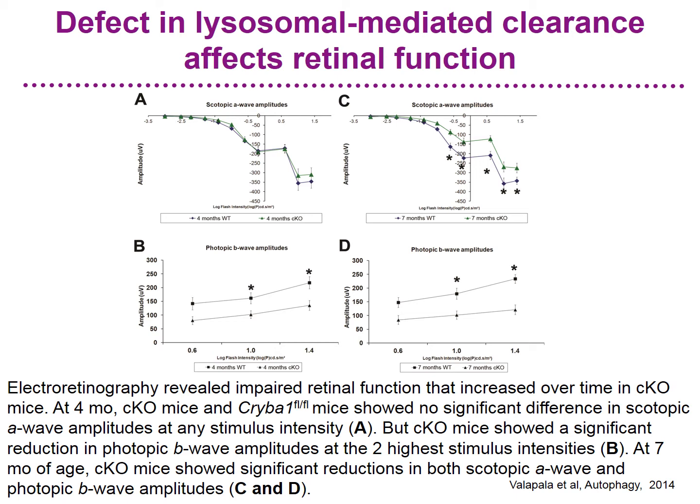At 7 months of age, CKO mice showed significant reductions in both scotopic A wave and photopic B wave amplitudes, indicating dysfunction in both rod and cone photoreceptors, panels C and D. Since cones constitute only 2% of the photoreceptor population in mice, gradual loss of both rods and cones would result in a greater percentage loss of cones than rods at early time points, and hence loss of cone function would be identifiable prior to rod dysfunction, as was reported.